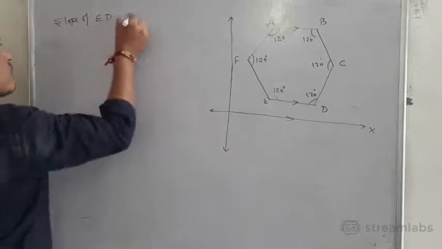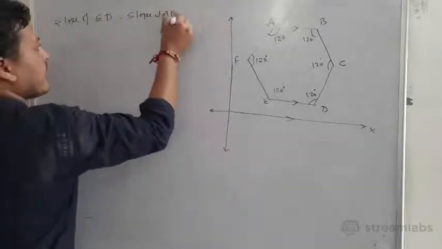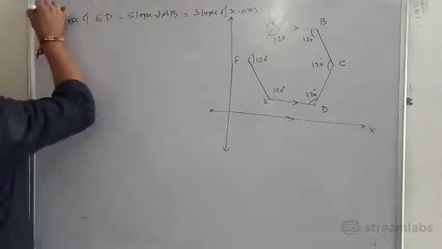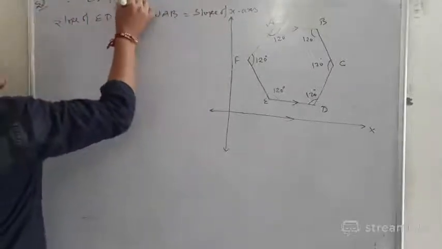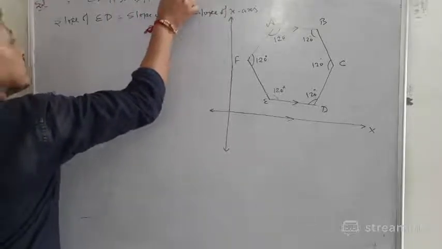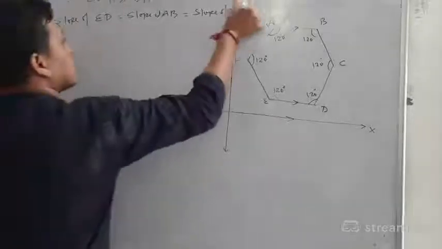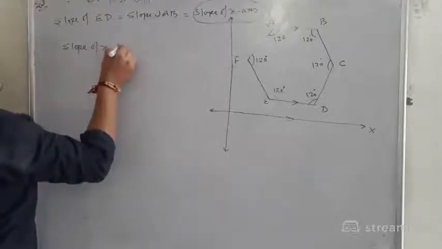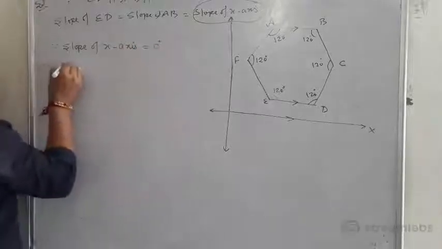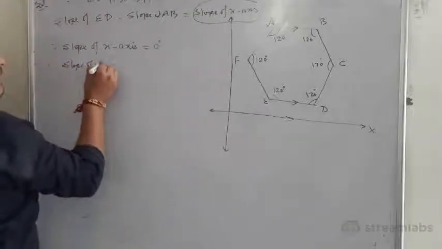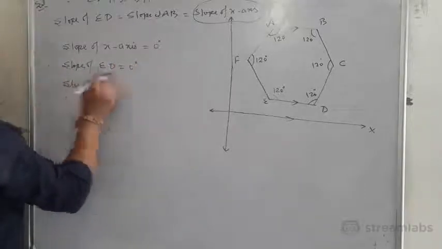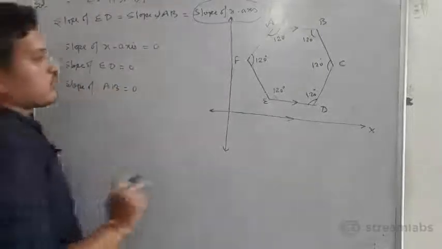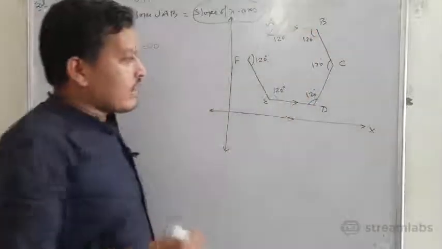Slope of ED is equal to slope of AB is equal to slope of x-axis, यहां पे लिख देना. Since ED is parallel to AB is parallel to x-axis, their slopes will be equal to each other. So what is the slope of x-axis? You know that the slope of x-axis is 0. So slope of ED is also 0. Slope of AB is also 0. तो दो तो निकल गए. This part and this part I solved, but how can we calculate the remaining part?